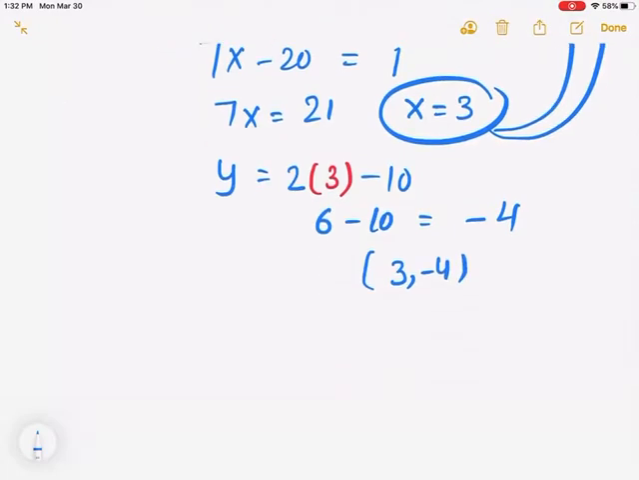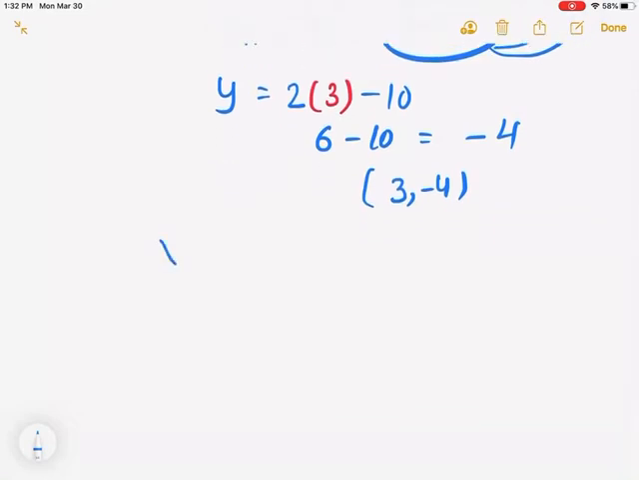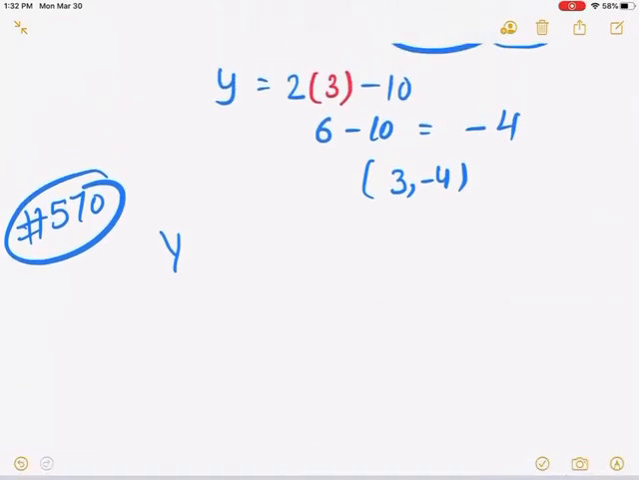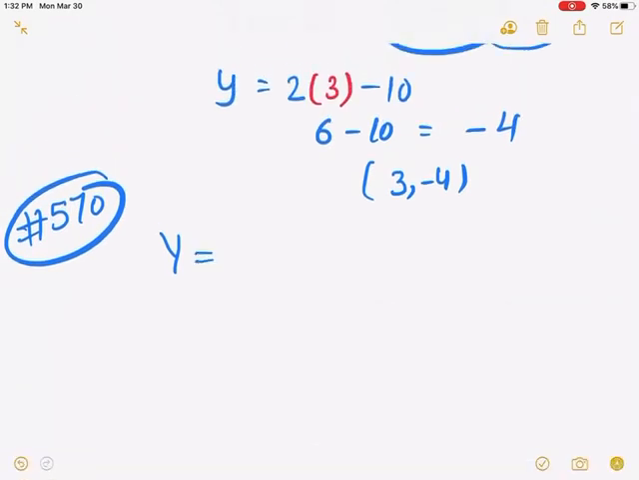That's my first example. Let me show you one more with nonlinear. This is example number 3. If you want to follow along, it's on page 570. I have y equals x to the third minus 6x, and the second equation, y equals 3x.